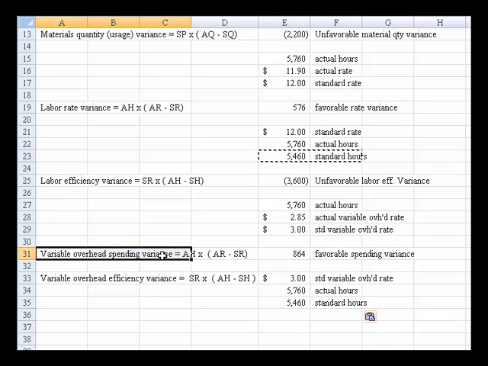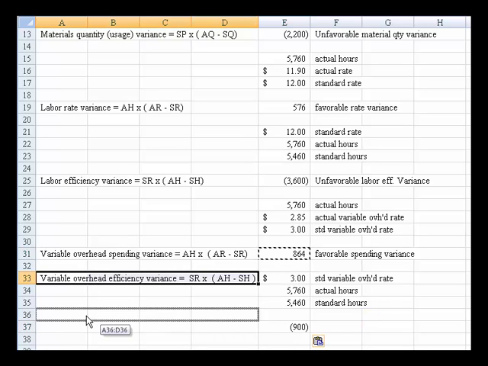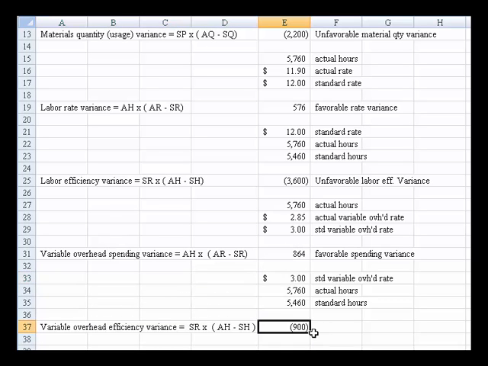Okay? Again, if I copy this formula down, slide this down to where we've shown the calculation, let's see if it works right. We get the $3 times the standard less the actual. Therefore, we'll know if it's favorable or unfavorable. And we have an unfavorable overhead efficiency variance.